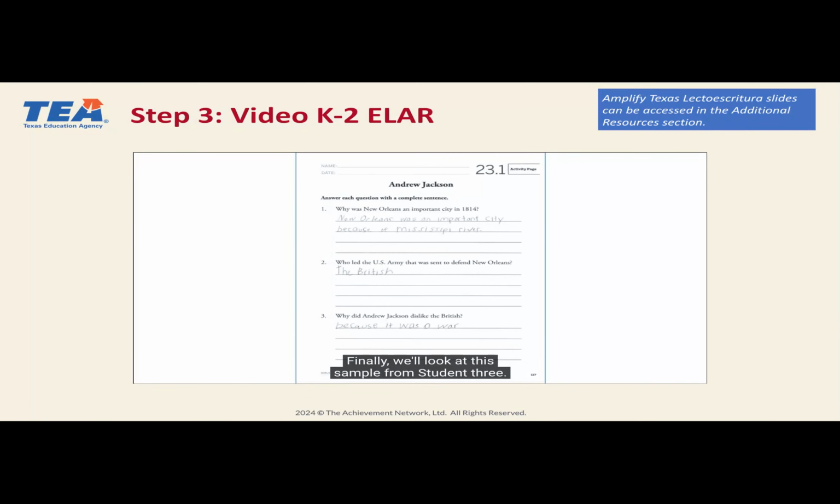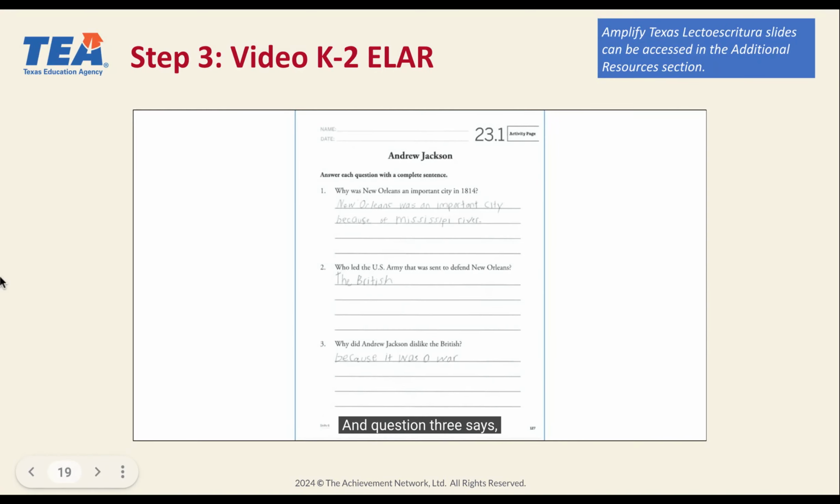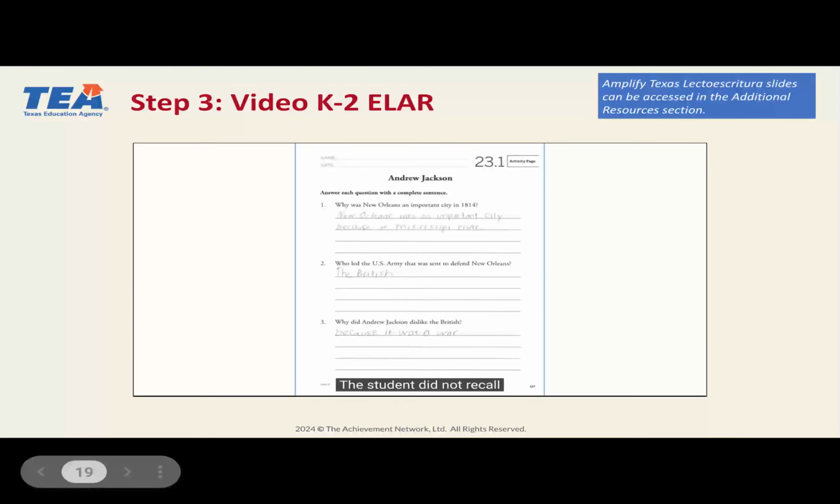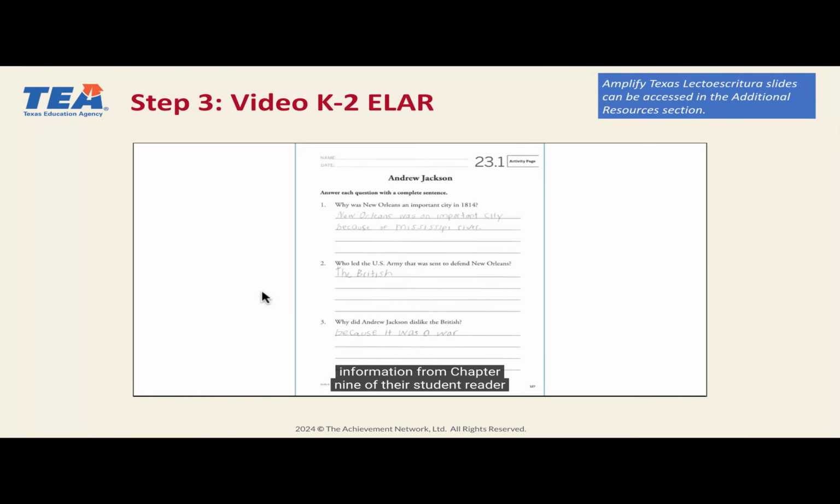Finally, we'll look at this sample from student 3. Question 1 says, New Orleans was an important city because of Mississippi River. Question 2 says, the British, and question 3 says, because it was a war. The student did not recall information from Chapter 9 of their student reader and did not accurately answer each question and elaborate using key ideas. The student did use complete sentences for one question. I'm going to categorize this sample as not yet meeting expectations because it meets less than half of the success criteria.